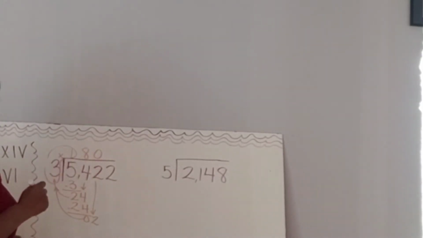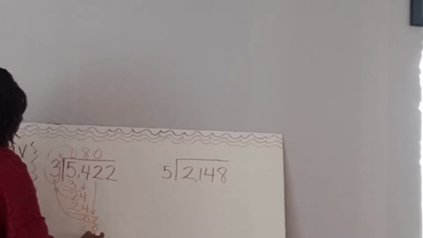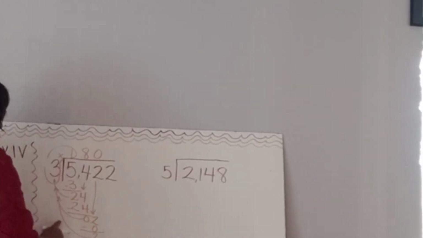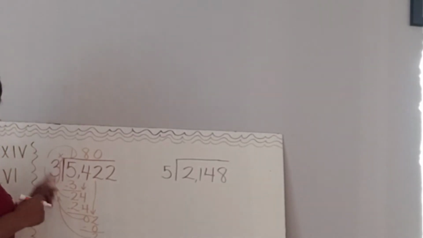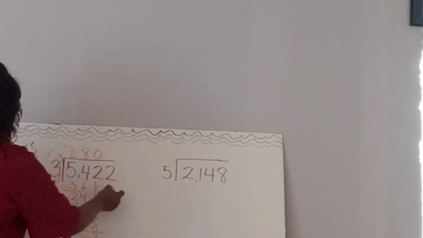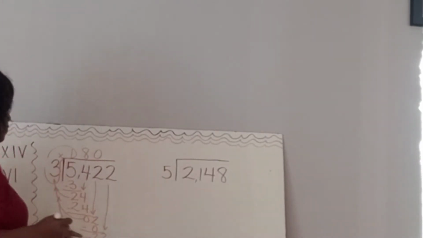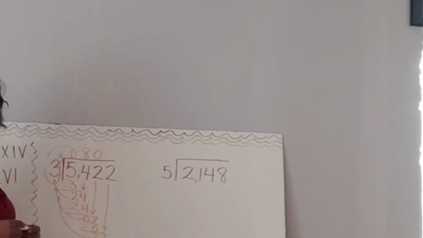Now I multiply 0 times 3, 0. And I subtract 2 minus 0, 2. I have to compare a third time, draw a third arrow. Is 2 less than 3? Yes, it is. So now we are bringing down our last number, our 2, next to the 2 that we already have. Now our newest number is 22.